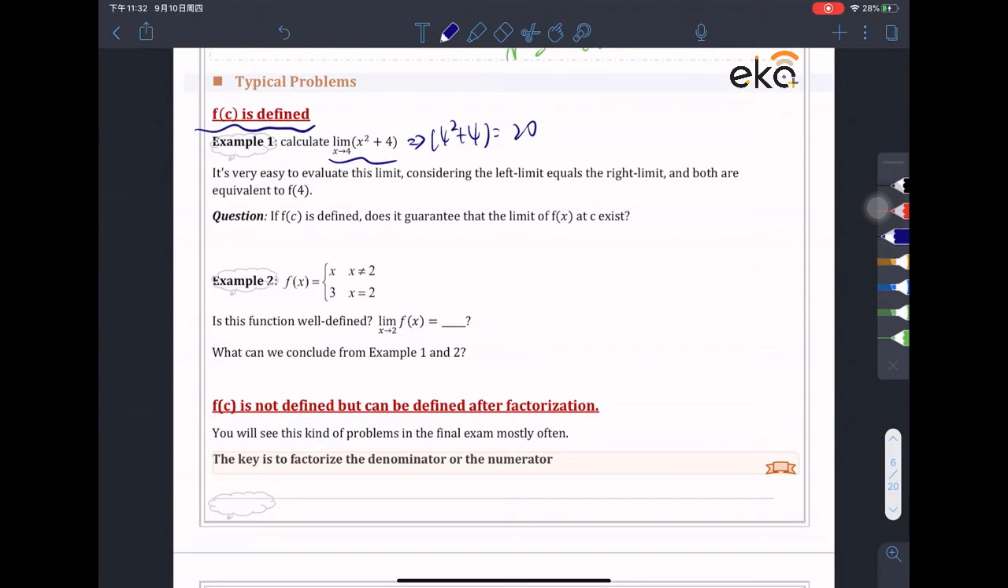Example B, is this function well defined? Yes, the function is well defined. The function says when x is not equal to 2, it is x itself. For example, if it's negative 1, 0, 1, or 1.9, f(x) equals negative 1, 0, 1, or 1.9. But when x is equal to 2, f(x) equals 3. It is well defined. Okay?